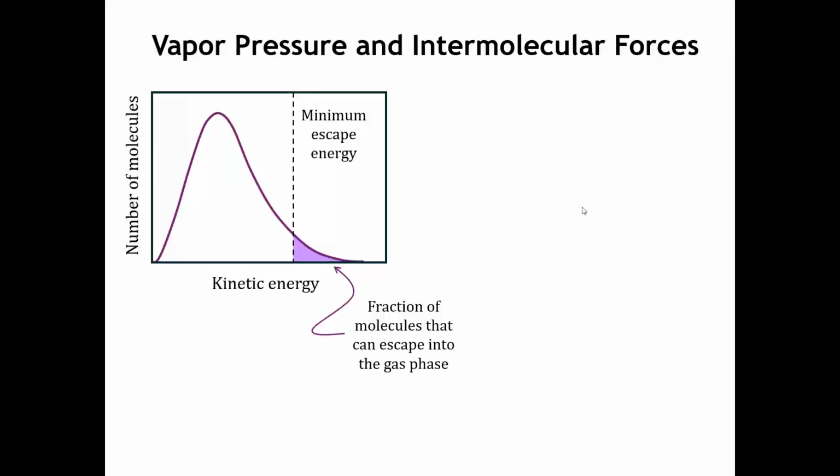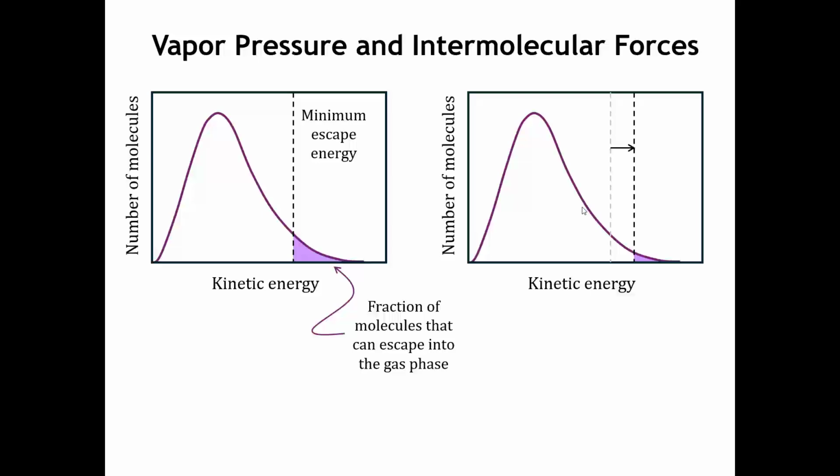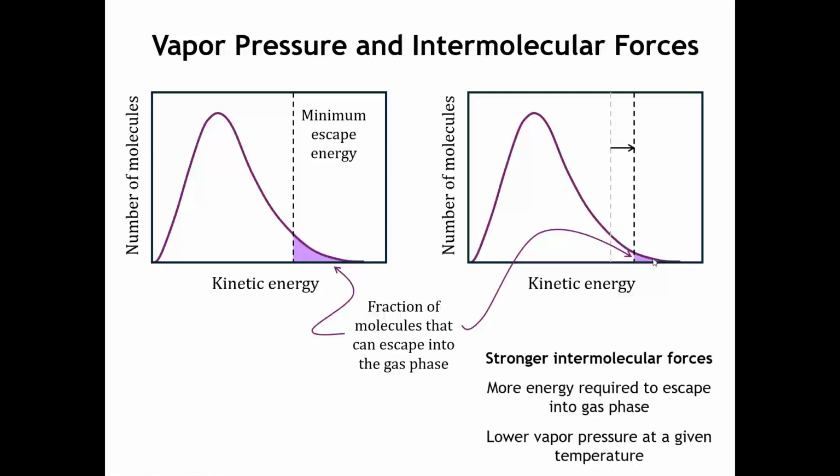The inverse of this is also true. Let's imagine instead that we have another liquid with stronger intermolecular forces. So now that's going to shift this minimum energy to escape to higher energies. And consequently, we're going to have a smaller fraction of molecules that can escape into the gas phase. Therefore, when we have stronger intermolecular forces, we're going to have lower vapor pressure at the same temperature.